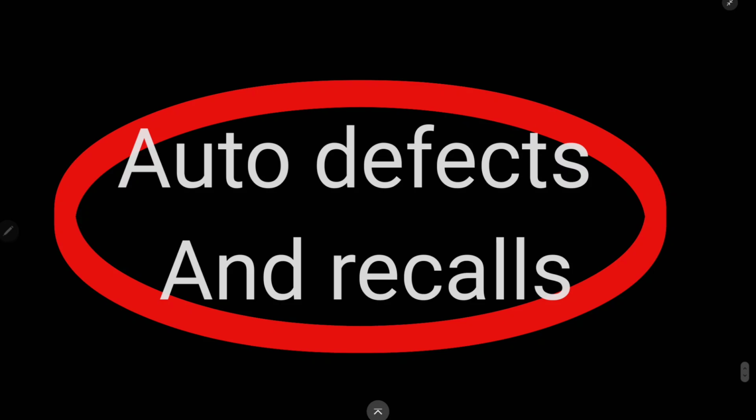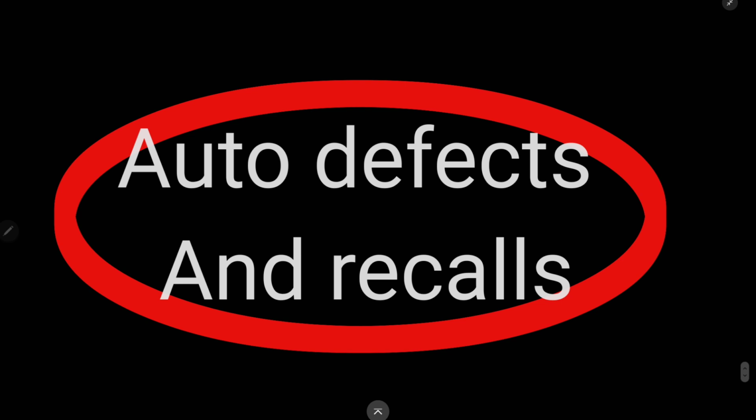Every time you get behind the wheel, you trust that your car is safe. But what if there is an issue with your vehicle that you don't know about? Auto defects and recalls are more common than you might think, and they can put your safety at serious risk. In today's video, we will walk you through how auto defects happen, the impact of recalls, and what you can do to protect yourself and your family.